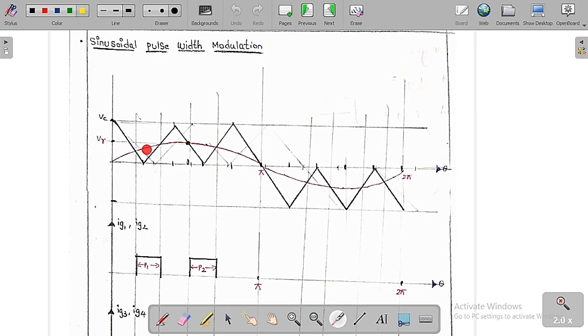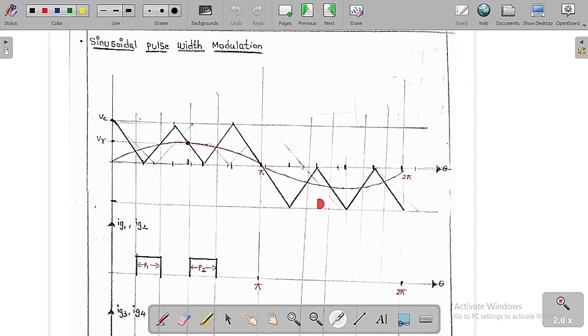Only in this region is the magnitude of the reference signal greater than the magnitude of the carrier signal. Therefore we are going to generate a positive pulse. Similarly here also, the magnitude of the reference signal is greater than the magnitude of the carrier signal, so here also we generate a pulse. Let me call the first pulse width P1 and the second pulse width P2. These are going to trigger both the T1 and T2 switches.